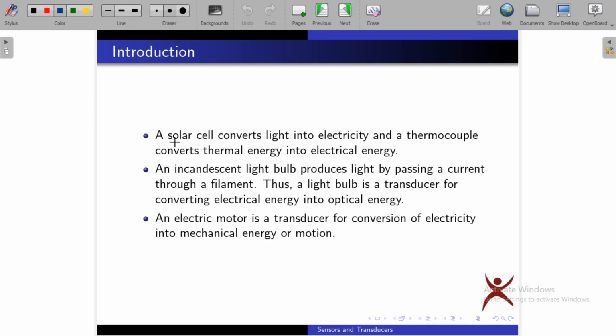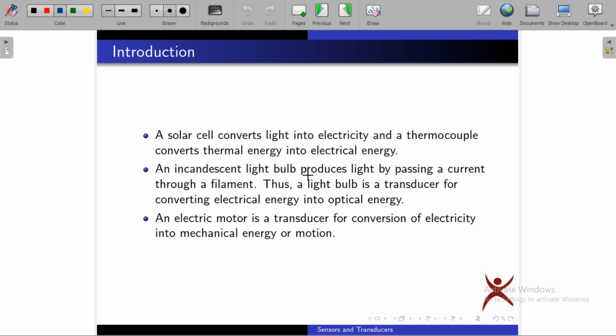Okay, solar cell. It takes solar energy and that is being converted into electricity. So, solar cell is also a transducer. We know transducer is a device which converts one form of energy into another form, light energy into electrical energy. Solar cell is a transducer. A thermocouple is also a transducer as it converts thermal energy into electrical energy.